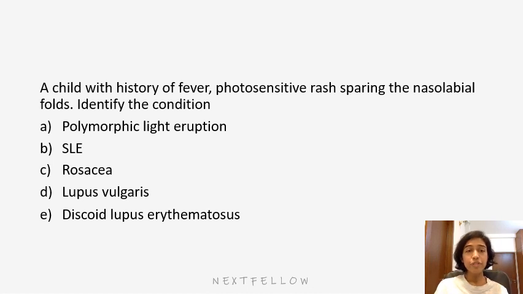A child with history of fever, photosensitive rash, sparing the nasolabial folds. Identify the condition. So this is a very characteristic definition. The photosensitive rash, which would typically also be called a malar rash, right? Because that's in the photosensitive area. And malar rash sparing the nasolabial fold, because that is partially hidden from direct UV radiation, is typically seen in SLE. So that would be the most appropriate answer of all these.